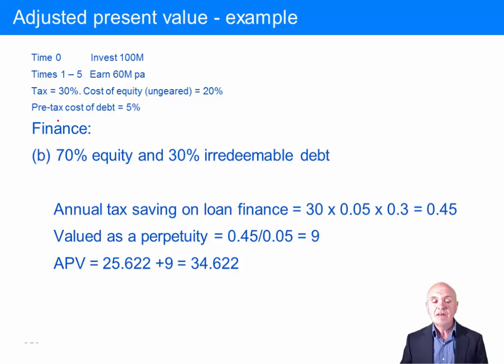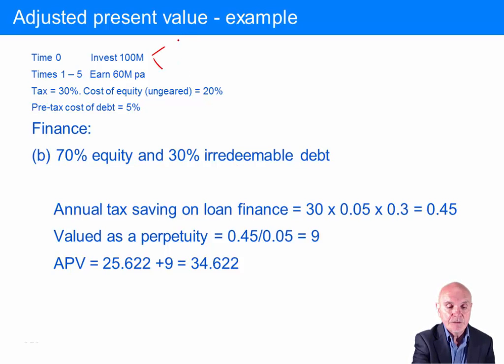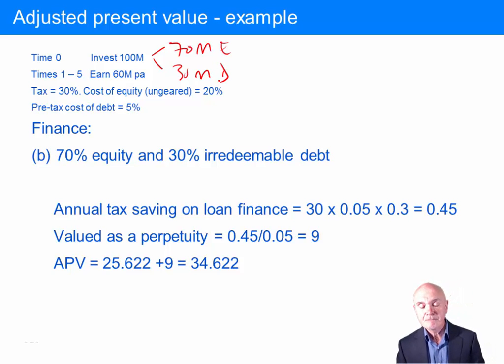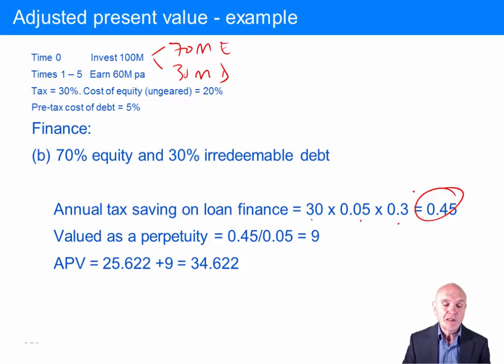So the annual tax saving on the loan finance: here we are dealing with 30% irredeemable debt. So this is going to be split into 70 million of equity and 30 million of debt. We should be paying 5% on 30 million, but we're getting tax relief in perpetuity of 0.45 million per annum. It's like the government handing you back 0.45 million per annum in subsidies. Valued as a perpetuity at the pre-tax cost of debt.